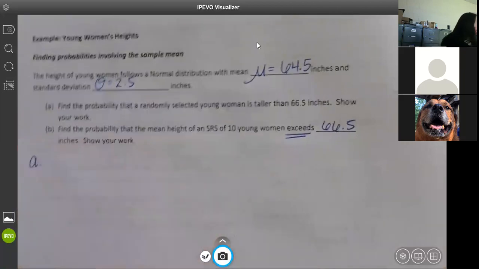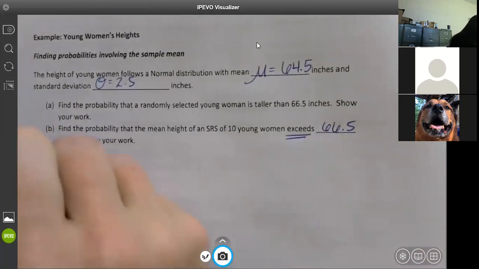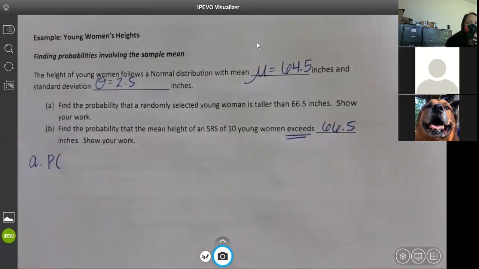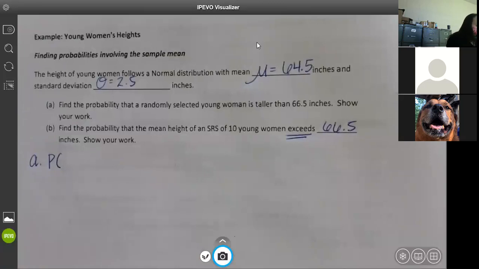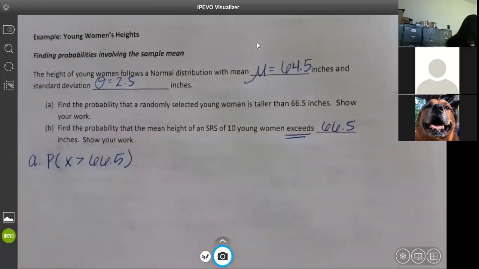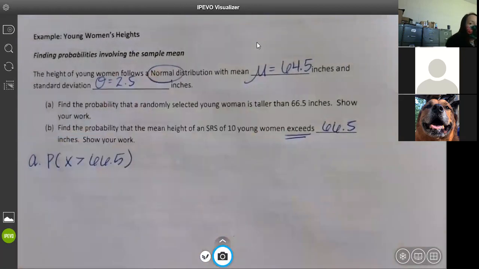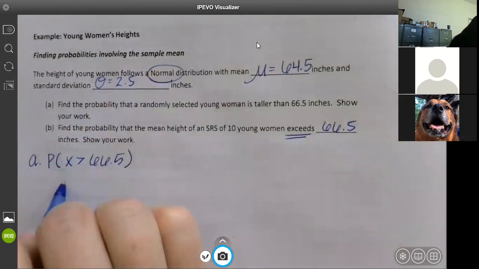So note takers, I would take this. This is something I'd definitely write down. So we're going to find the probability. So we need to make a probability statement. P, and then our parenthesis, X is greater than 66.5 inches. So how do we write that? Perfect. It already told us that it was normal, so I know I'm going to use normal.